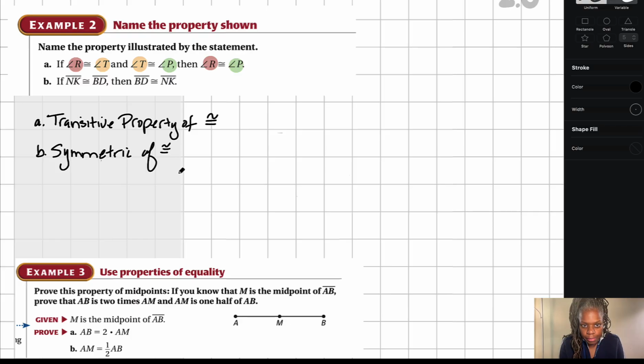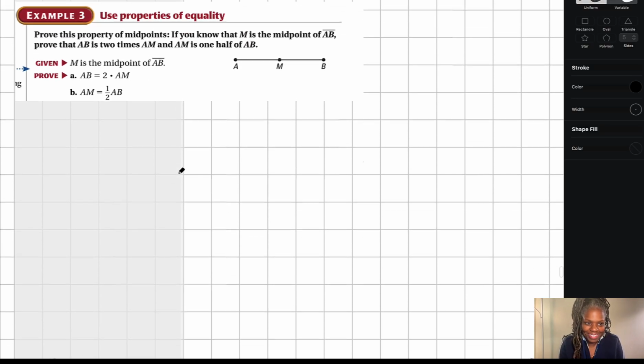Let's look at this next one. In example 3, we're going to use properties of equality. Okay, so we got another proof going on. We're starting off with a given, and we've got to prove a couple of things. First thing we want to prove is that this whole segment AB is equal to 2 times the shorter segment AM. And then we want to prove that AM is 1/2 of AB. And these are going to be really related. So if we can get to this guy, we can definitely get to the second one.